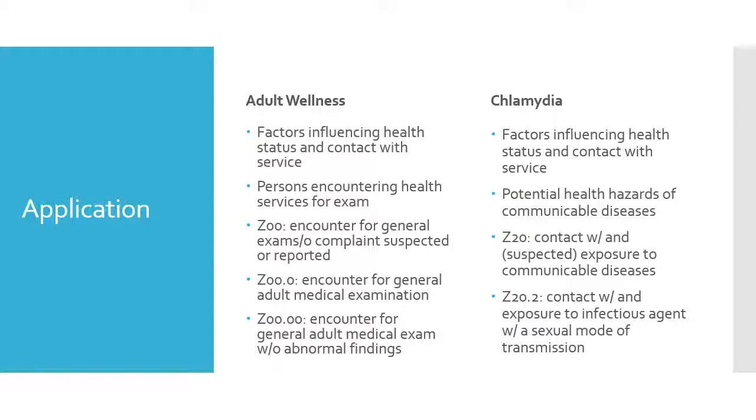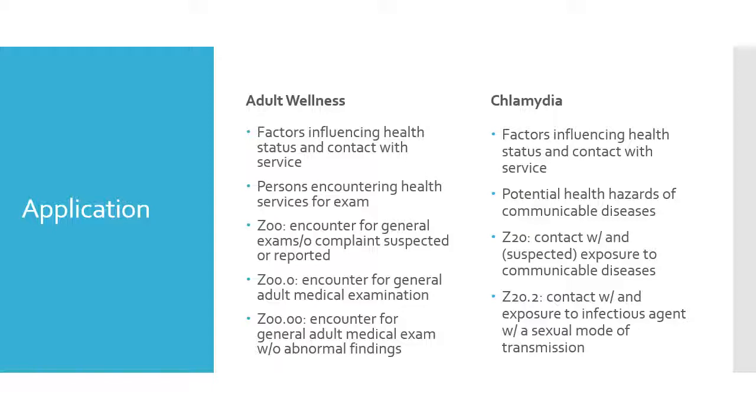Let's look at this 4th example. You have a patient come in for exposure to chlamydia, so this would yet again be under the chapter where the patient is in contact with health service. But this time we must go under the potential health hazards of communicable diseases. So this is a Z20 diagnosis. But we have to break it down further because the etiology is exposure to a disease with sexual transmission, which is Z20.2.